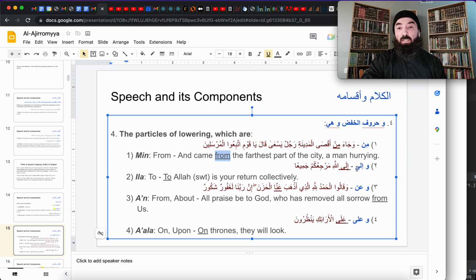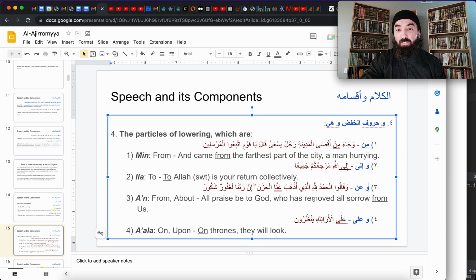The second one is ila. The example again is from the Quran. إِلَى اللَّهِ مَرْجِعُكُمْ جَمِيعًا. Ila means to, and the example means to Allah, subhanahu wa ta'ala, is your return collectively. The third one is an. An means from or about, depending on the context. An example again is from the Quran. وَقَالُوا الْحَمْدُ لِلَّهِ الَّذِي أَذْهَبَ عَنَّا الْحَزَنَ إِنَّ رَبَّنَا لَغَفُورٌ شَكُورٌ. All praise be to God who has removed all sorrow from us.